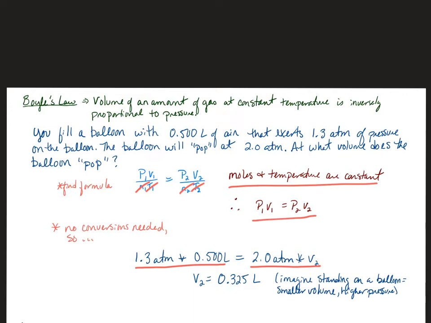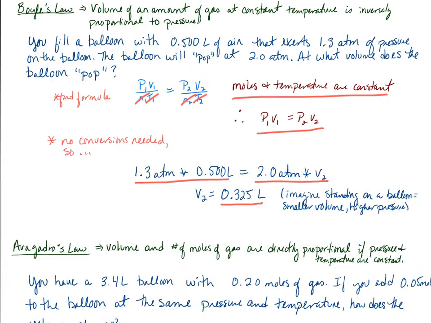And what we find is that that is a decreased volume. This is kind of like stepping on a balloon. When you compress the balloon and get it smaller, it puts much more pressure on the outside of that balloon, and that's what makes it pop.